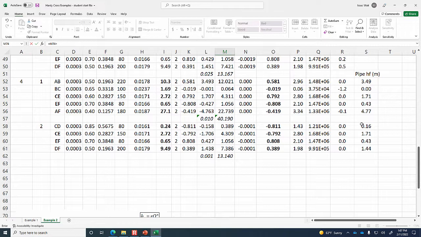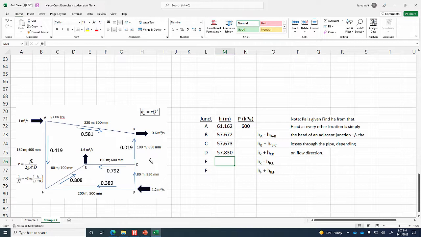Okay, so E, if we want to know the head at E, we say it's however much head there is at C minus the loss through that pipe, CE. So the head at E is this amount of head minus the loss through CE.